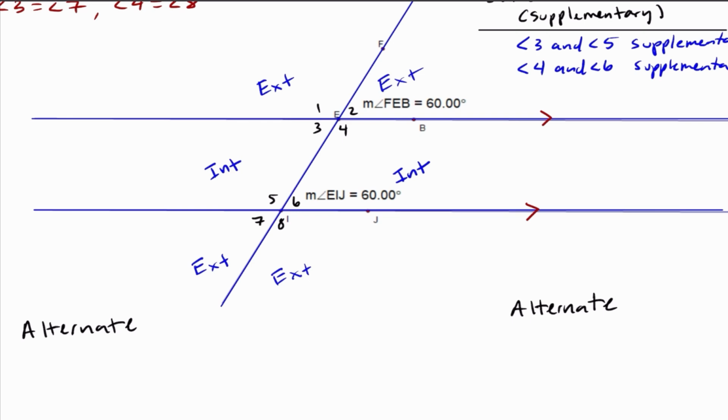Now we're going to look at alternate interior angles. Alternate interior angles are two angles that are inside of the parallel lines and on opposite sides of the transversal. Alternate interior angles are congruent.